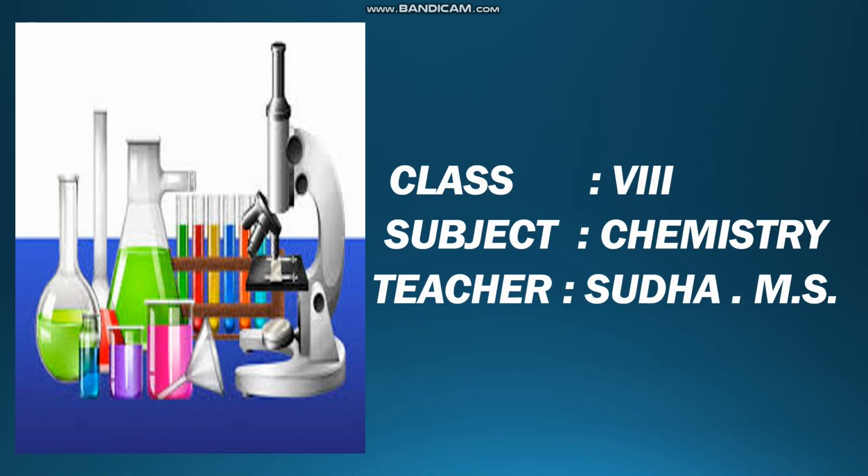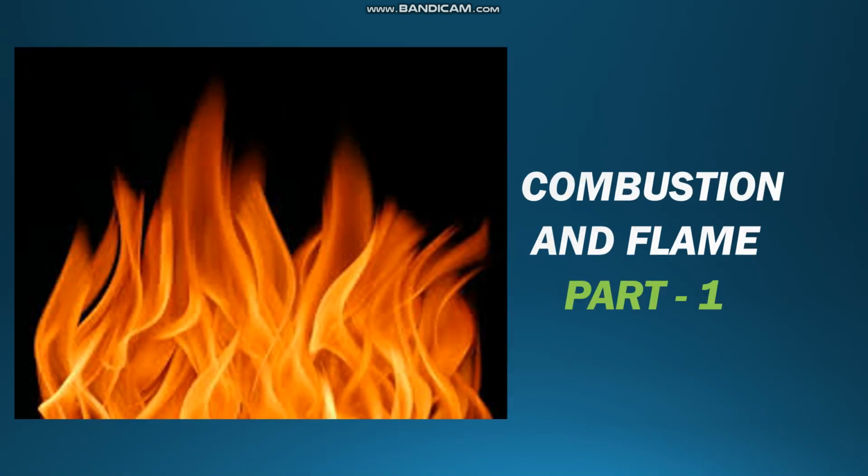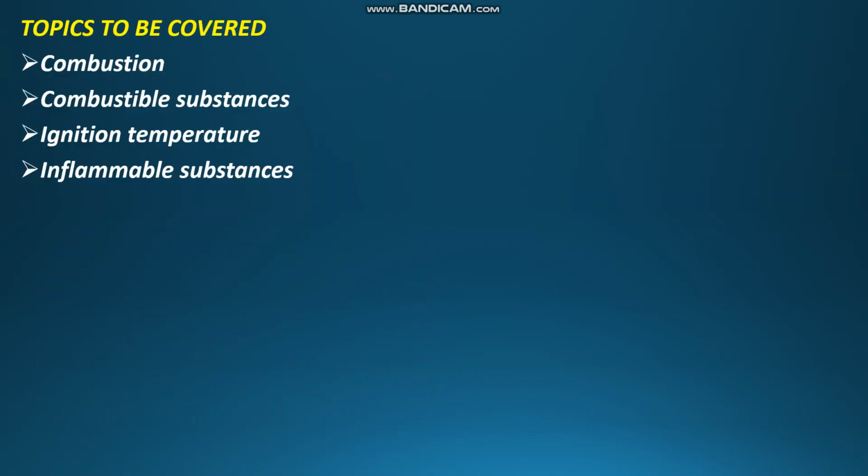So today in this lesson, we are going to learn about the chemical process of burning and the types of flame. So let us learn the lesson, combustion and flame. In this lesson, today we are going to cover the topics: what is combustion, combustible substances, ignition temperature, and inflammable substances.